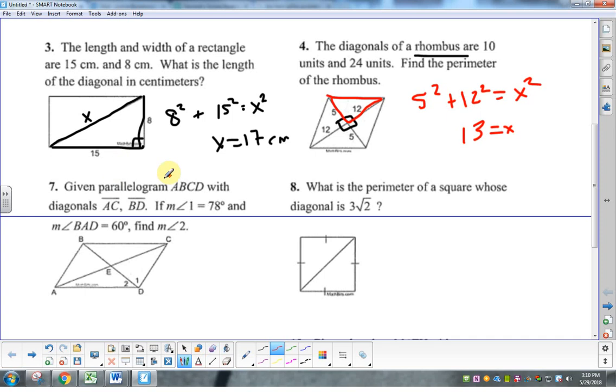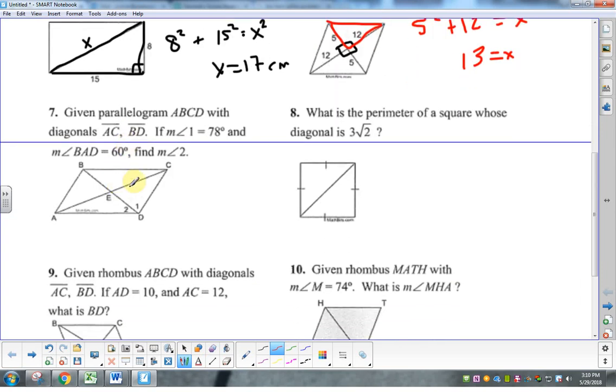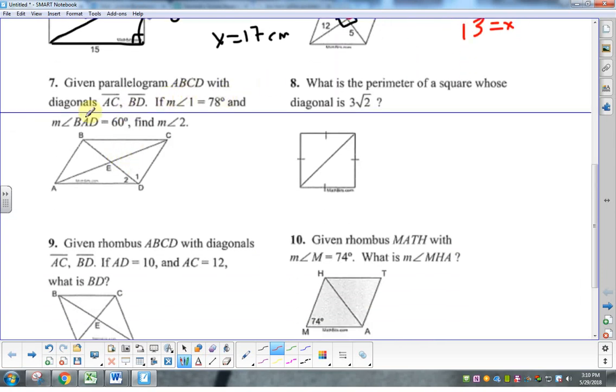Okay, moving on to number 7. I know these are out of order. It's okay. All right. Given parallelogram ABCD, we have diagonals. What you need to remember about a parallelogram is if they're talking about the lengths, the diagonals bisect each other. If they're talking about the angles, you're looking for your alternate interior angles. So they're telling us that angle 1 is 78 degrees. Angle BAD, which is this whole thing. So when it's that whole angle there, I like to kind of circle it and put a 60 out here, just so I remember it's this entire piece. It's not this part or this part, it's this whole piece.